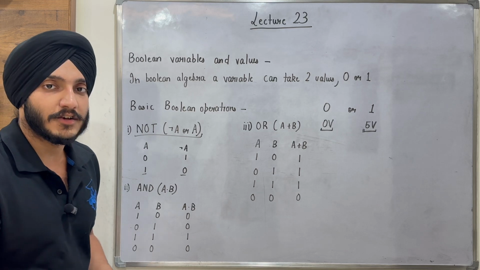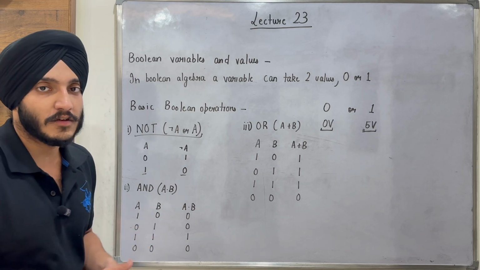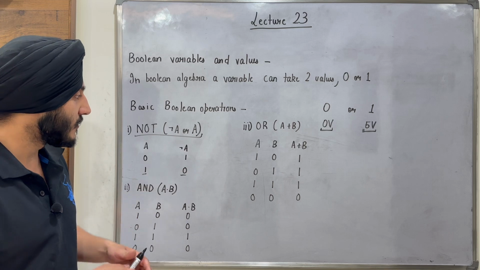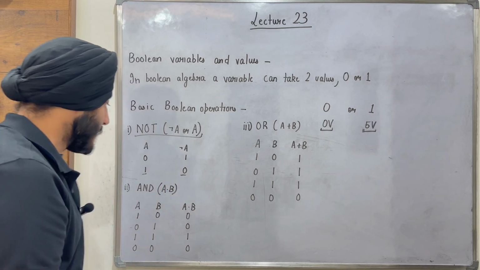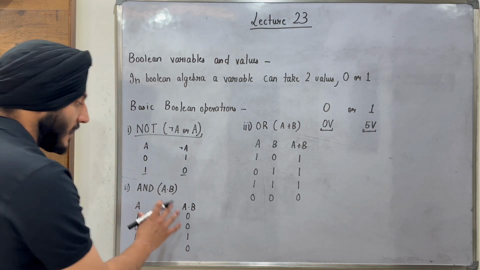In one of the next lectures, we will also be covering logic gates. But for now, just try to understand each of these Boolean operations, right? Okay. Second one is the AND. So let's try to understand how the AND works, right?